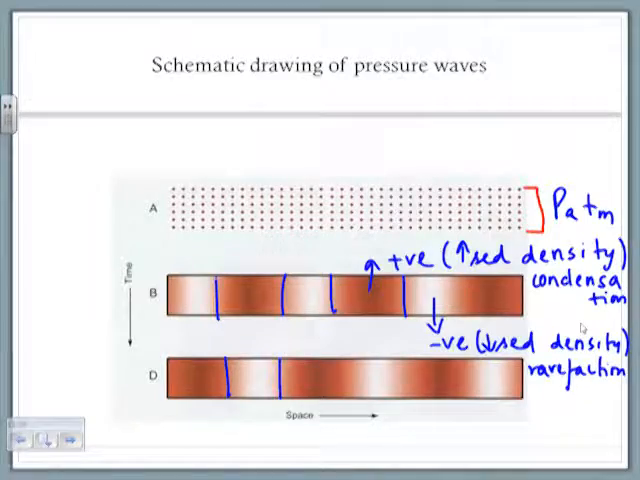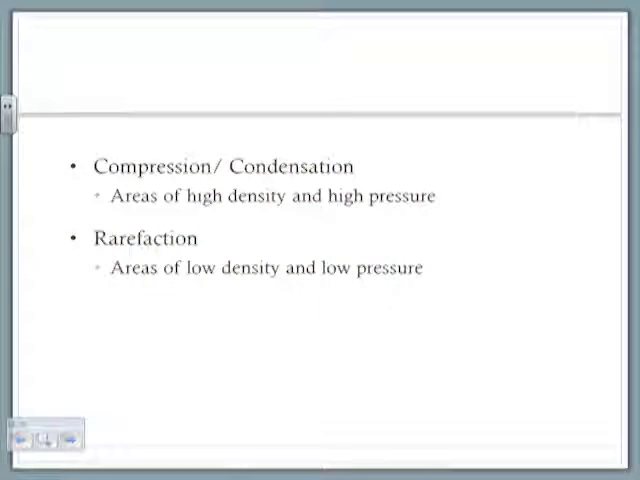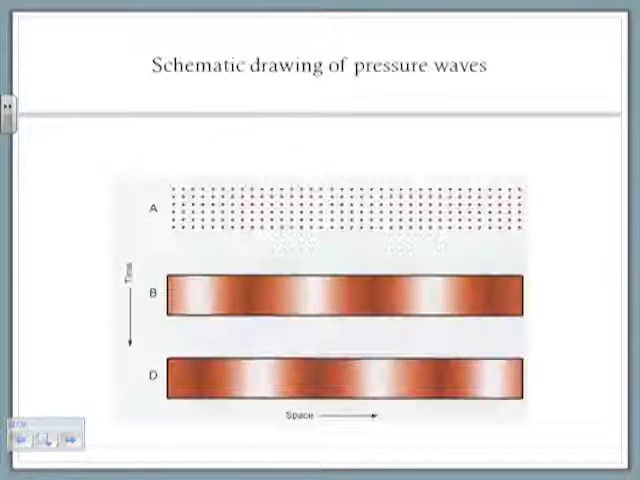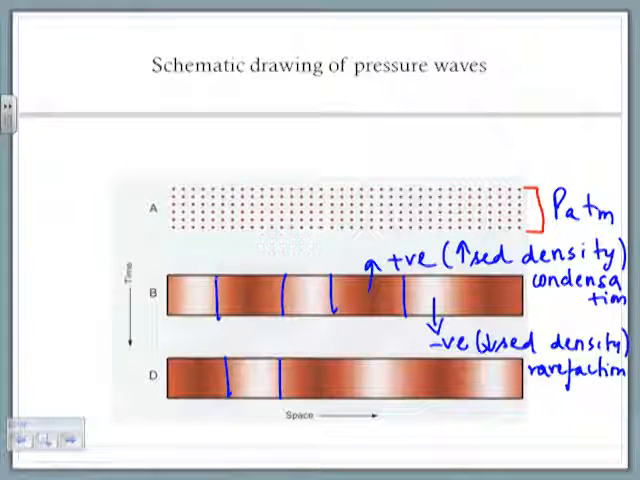Okay, so more terminologies. You see how we're going to keep talking about more terminologies. This is again related to pressure. All right. Compression or condensation is the areas of high density and high pressure. Rarefaction is areas of low density and low pressure. So we can see right here, when there is positive pressure, there's increased density, it's called condensation. Negative pressure, decreased density, decreased pressure, it's called rarefaction.